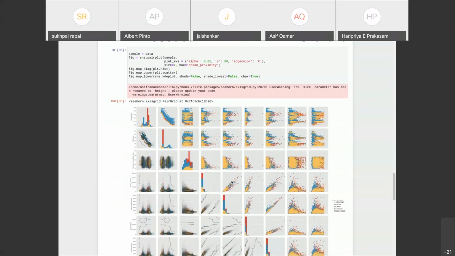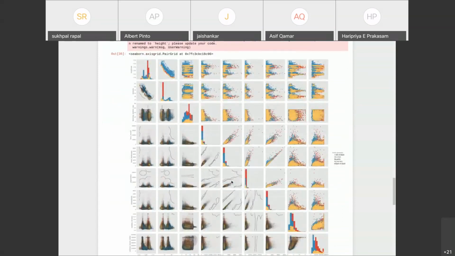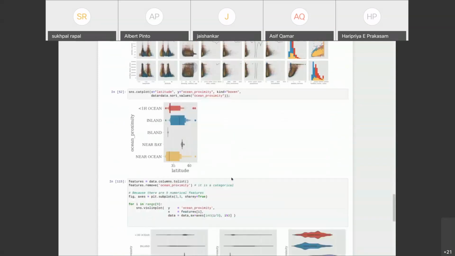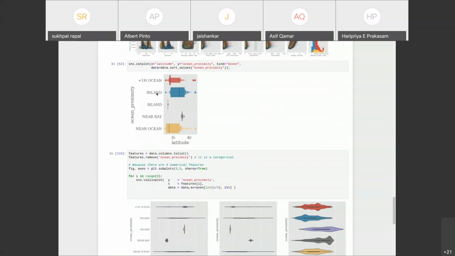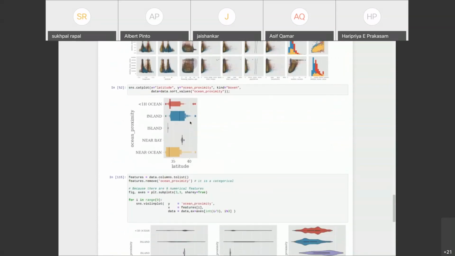By now, pair plots, if you have been reading the notes, should be pretty familiar to you. These are the pair plots you make. You can make category plots, pair plots and counts. How many data points, how many houses are on an island?